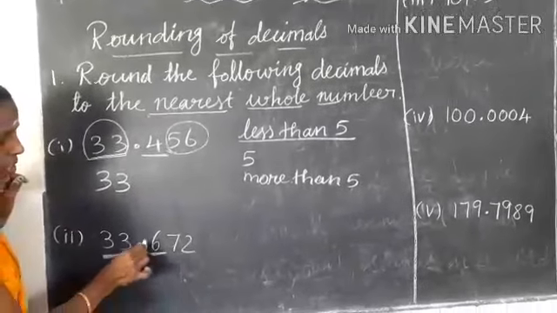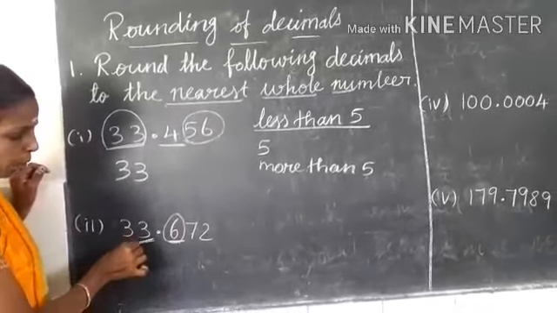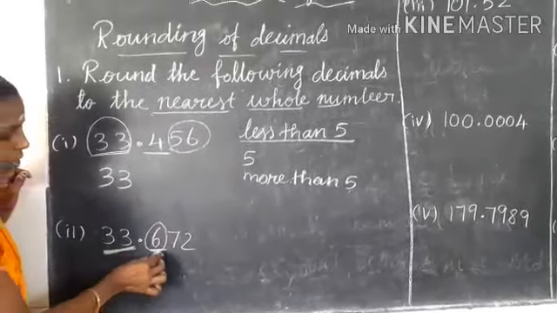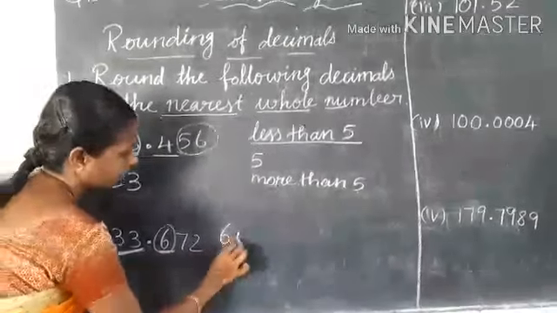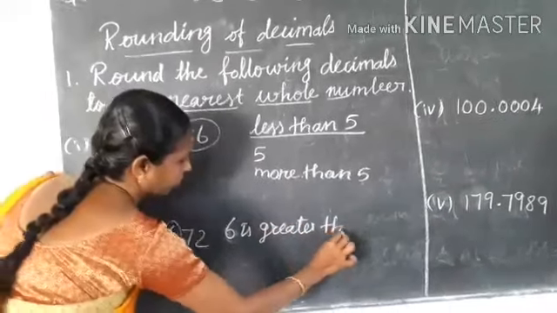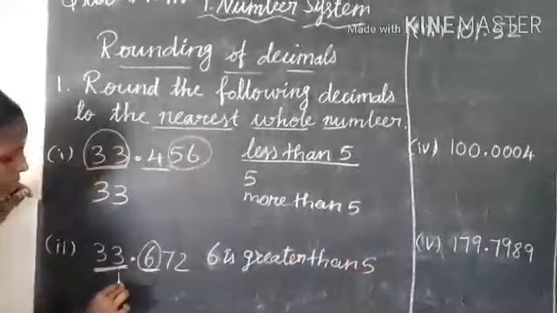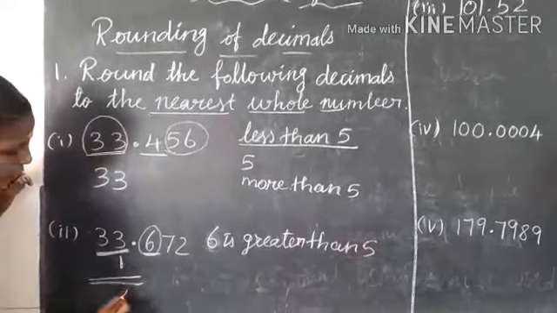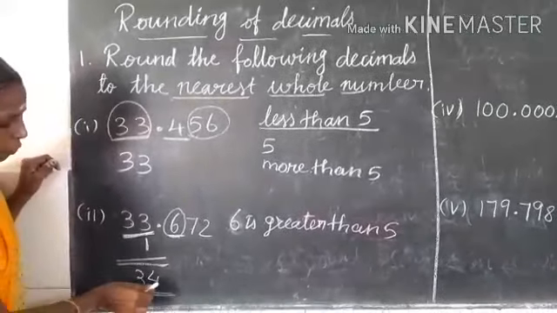Underlined is not this digit, children. Whichever number we were told to round, we have to add 1 to that number. Are you clear? So this is greater than 5. 6 is greater than 5. So we have to add 1 to the underlined digit. 3 plus 1, 4, 34. So the rounded whole number is 34.